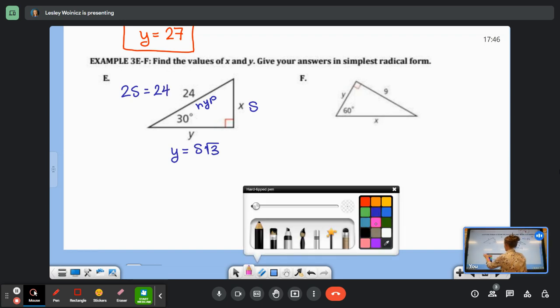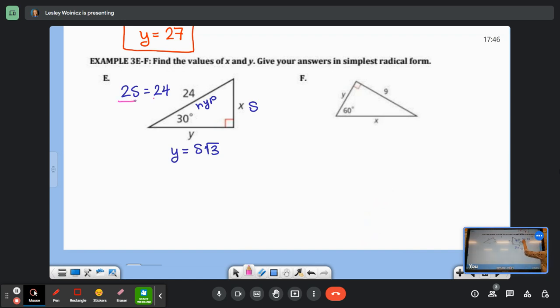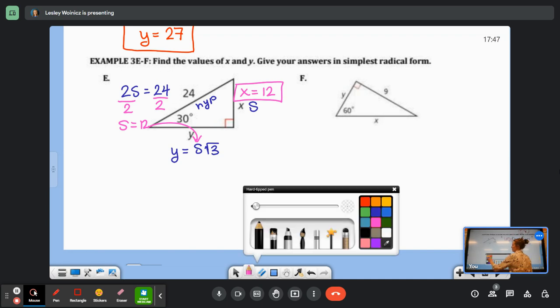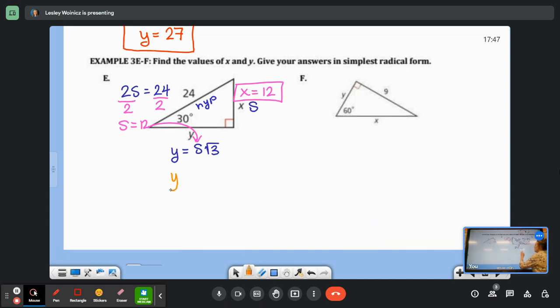So if 2s is 24, I can divide both sides by 2, boom, boom, and I get s equals 12. So x equals 12. If I know that s is 12, I can just put in 12 for s right there too. So my y equals 12 square root of 3.